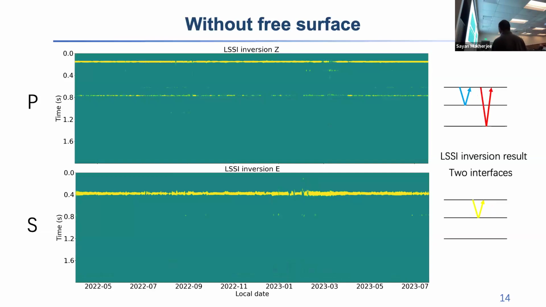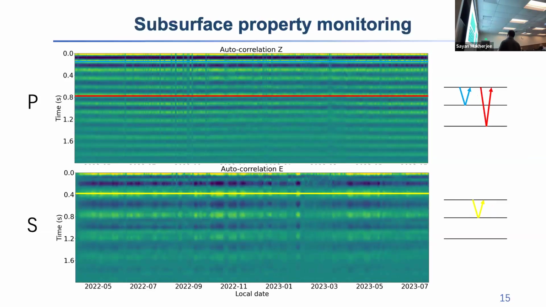For S wave, we only get one interface. That's maybe because the reflection coefficient for the second layer is too weak, or maybe the recording time is not long enough. So for now, we know the wave path for the primary wave, and we know the corresponding travel time for the shallow layer and for the shallow interface and deep interface. So this just gives us more confidence to do the subsurface property analysis.